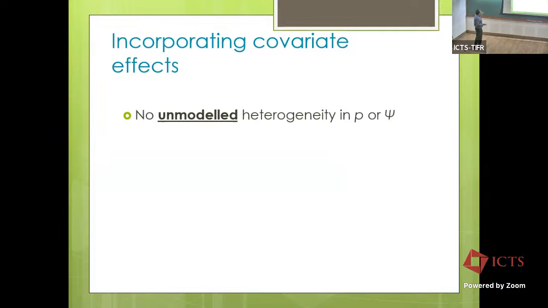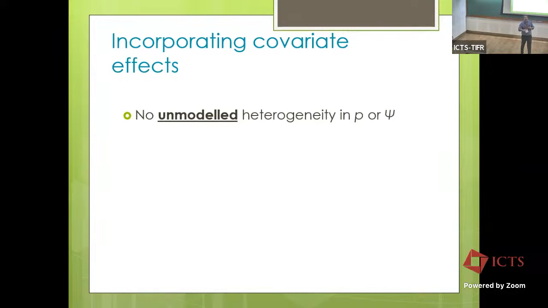And when you're trying to incorporate these covariate effects, essentially what you're trying to do is say that there is no unmodeled heterogeneity in your p and psi parameters. So whatever variation you see in these is being accounted for using some covariates. What I talked about so far was with one psi and one p, saying that psi doesn't change with anything, p doesn't change with anything. So there's one particular psi and one particular p that gave me the maximum likelihood of these data, right?